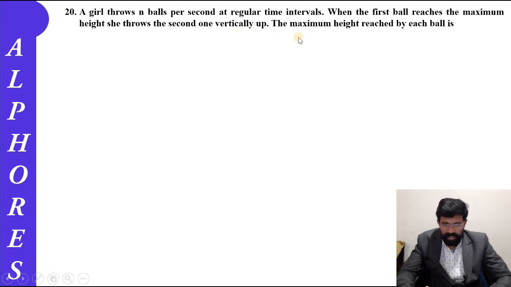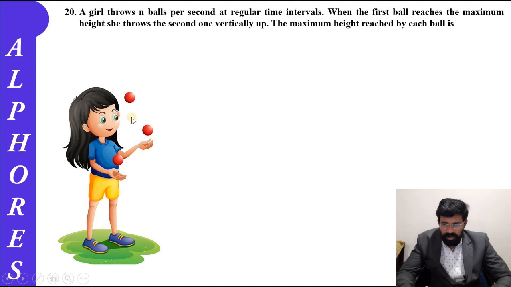So what we have to find out is the maximum height reached by each ball. So let us imagine this picture. This way of playing with the balls is called juggling. So here the first ball has gone to the maximum height and the second ball has been released from the hand. Here I have taken only 3 balls. In fact, you can take any number of balls. n can be 3, 5, 10, anything. So what we have understood from the question is that the time interval between 2 balls is equal to the time of ascent. Whatever description he has given in the question, from that this is obvious.